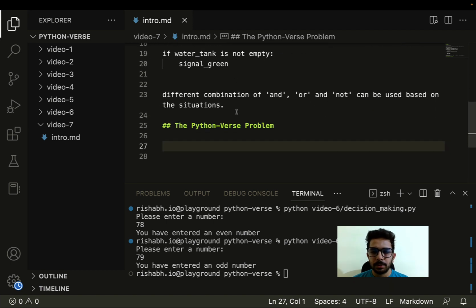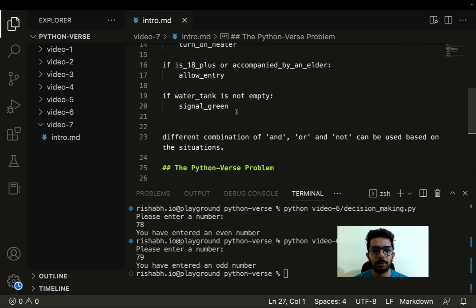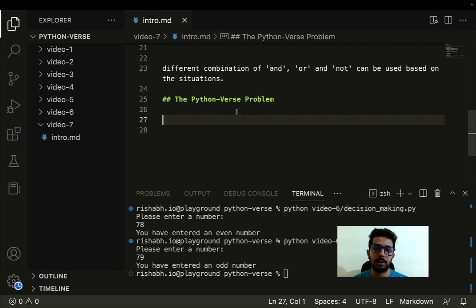Cool then. So in the next video we'll be talking about repetition, which is another important aspect of any programming language. So we have learned about decision making. Next we will talk about looping or repetition, and then I'll be talking about an interesting concept.